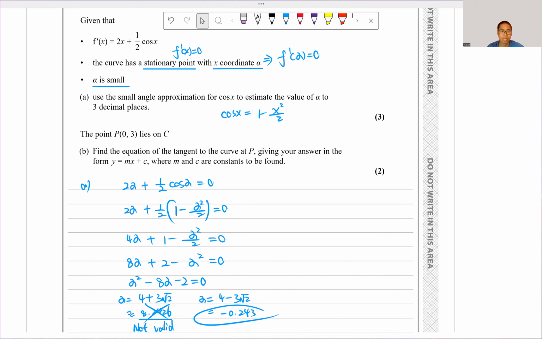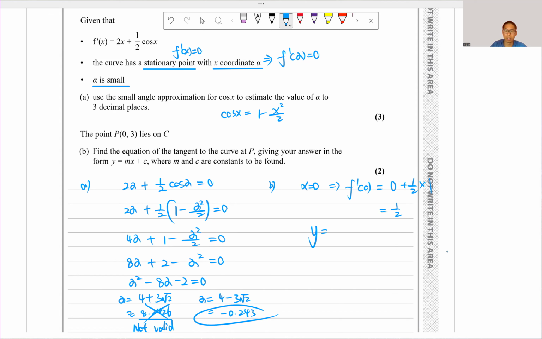Find the equation of the tangent to the curve at P, and then give your answer in the form y equals mx plus c. We already have the derivative, f dash x equal to 2x plus half cos x. So the x value is equal to 0. So that means f dash 0 is equal to 2 times 0 is 0, and then half times by cos 0 is 1. So that's just 1/2. So the gradient is equal to 1/2.